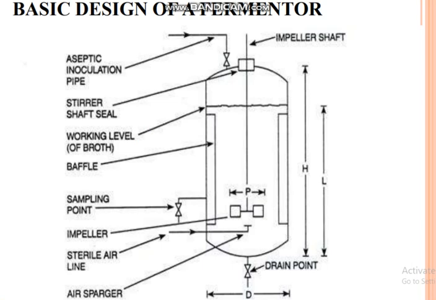It contains aseptic inoculum pipe, stirrer, working level of growth, baffle, sampling point, impeller, sterile air line, air sparger, drain point, and impeller shaft. All these are the equipments which are important in a fermenter.